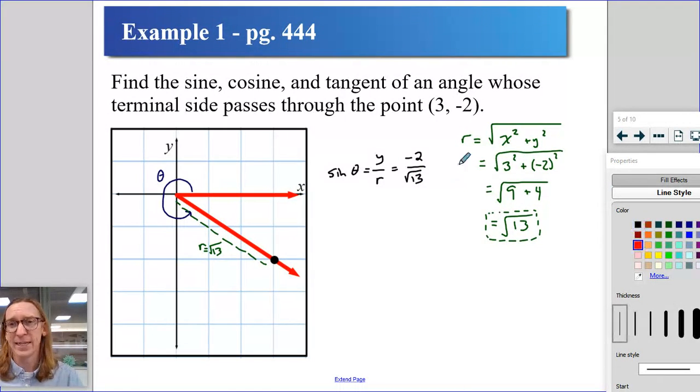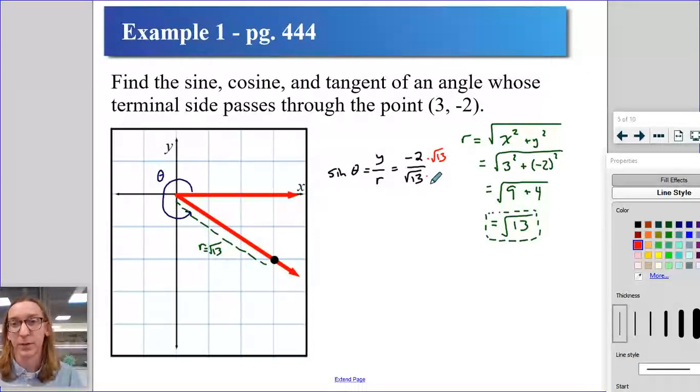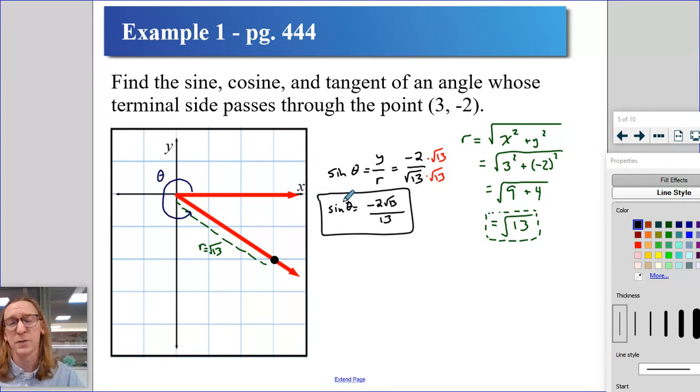I would then ask that you rationalize by multiplying the top and bottom by the square root of 13, giving us a ratio for the sine of this angle that is equal to -2 root 13 over 13. A couple of things to marvel at with this answer. Number one, you just found the sine of an angle that's bigger than 90 degrees, or maybe even less than 0 degrees, because the sine of that angle cannot be calculated using triangles. We had to use a different method.